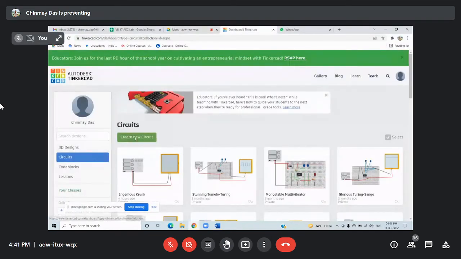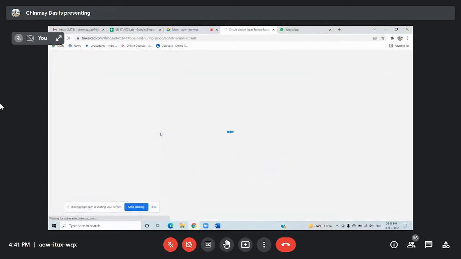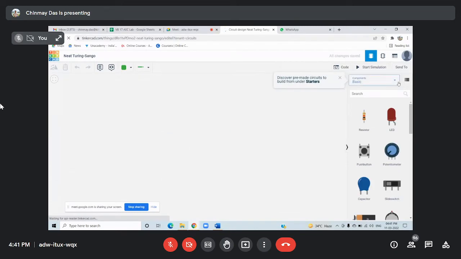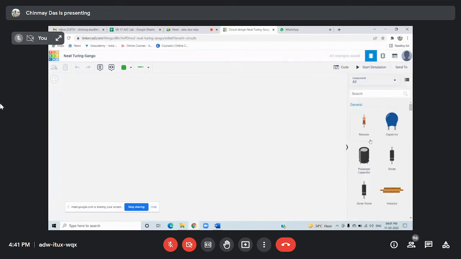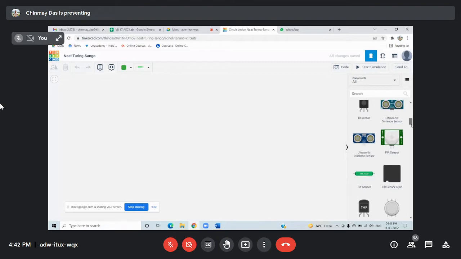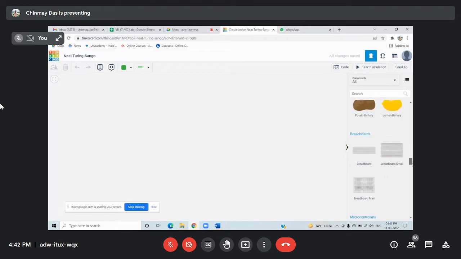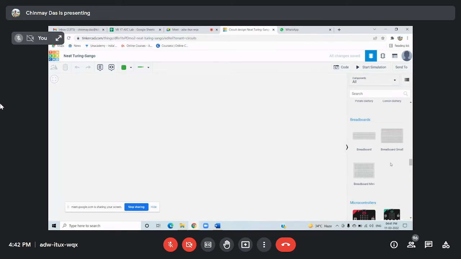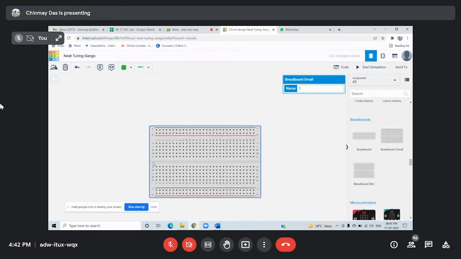Open Tinkercad, create a new circuit. No, you will do it later. I'm just telling that you have to open Tinkercad. No need to do it now. You have to do it on your own. So this is a Tinkercad page. How to do the connection part? This is a device called a breadboard. Three types of breadboard are there: normal breadboard, breadboard small, and breadboard mini. I am using the small one. If you are going for a larger circuit, you can take a bigger size breadboard. So first thing, what is the use of this?